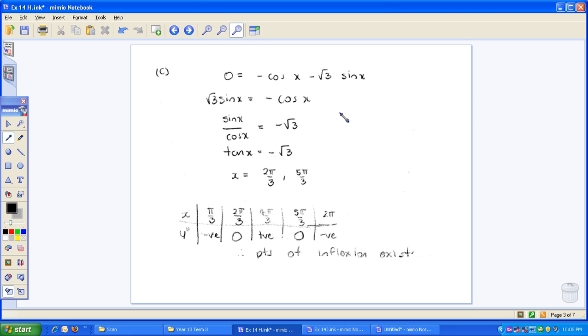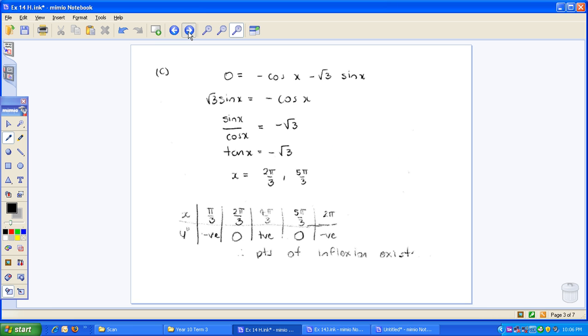We can find our inflection points again: set the second derivative equal to 0, we solve and we get 2 pi on 3, 5 pi on 3. Draw up a table and test either side of those to see that we do get a change in concavity, so a change in the values, and then a point of inflection will exist there.